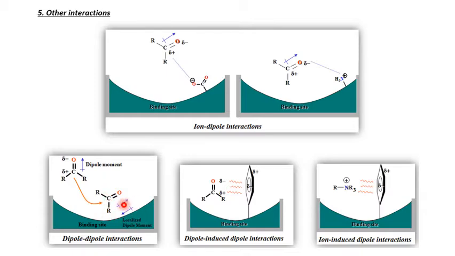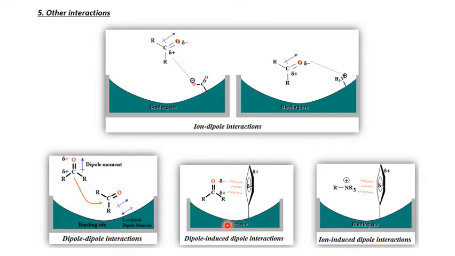Now, if you have a polar molecule here as part of the receptor site, and you have another polar molecule here as the drug, then a form of bond called dipole-dipole interaction can occur, as in this example here. The molecules will align such that the partial negative is with the partial positive, and the partial negative with the partial positive.